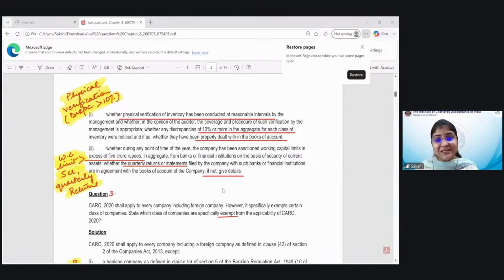And that statement which is submitted, is it as per the books of accounts, or do the books of accounts show an inventory of rupees 5 CR, but with the bank they have submitted 10 CR, because on the basis of this inventory only you are getting the sanction limit, isn't it? And if there is a discrepancy, or if the company has not submitted the quarterly statement, then you have to give the details. Okay.